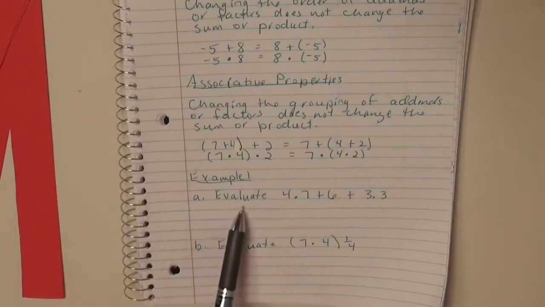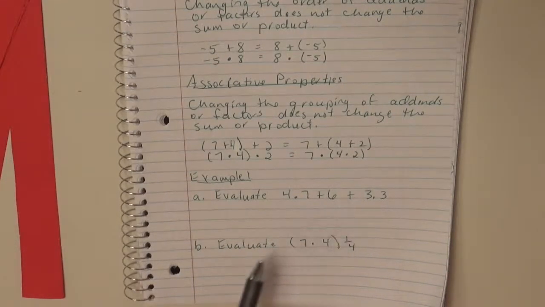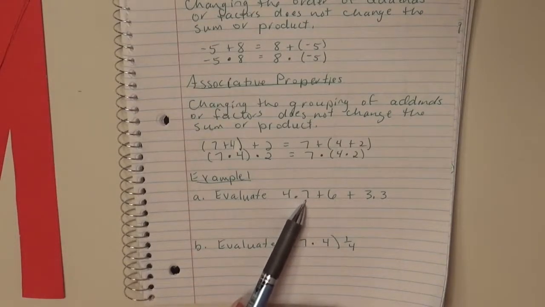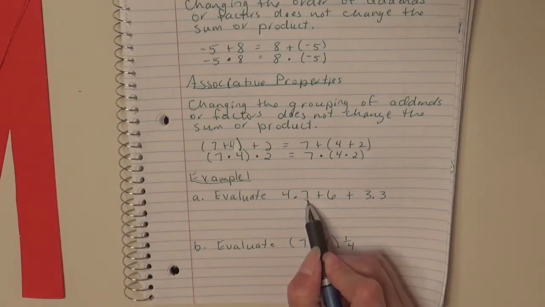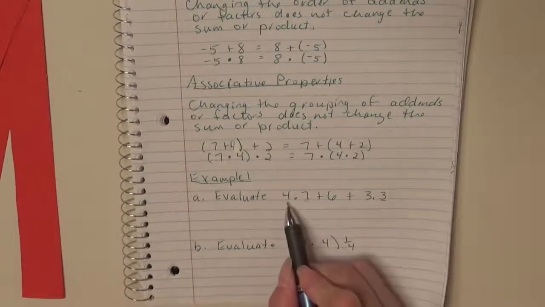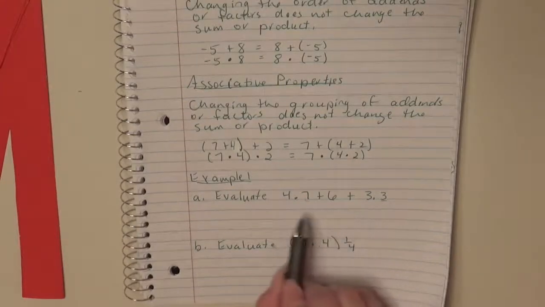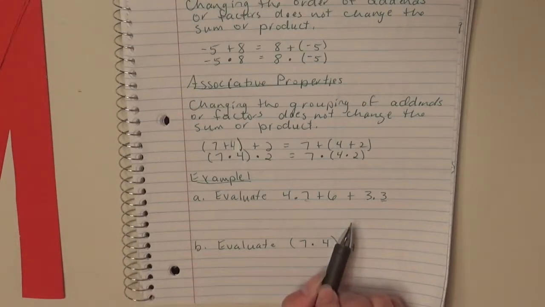So in example 1, I want to evaluate 4.7 plus 6 plus 3.3. Okay? Well, it might be easier if I notice they've got a 7 here and a 3 here. So in the tenths place, we've got a 7 and a 3. That's easy to add. I know 7 and 3 is 10. And then I would need to carry my 1, and I would add 4 and 3, and add that 1. So 4.7 and 3.3, I can add that easily in my head.